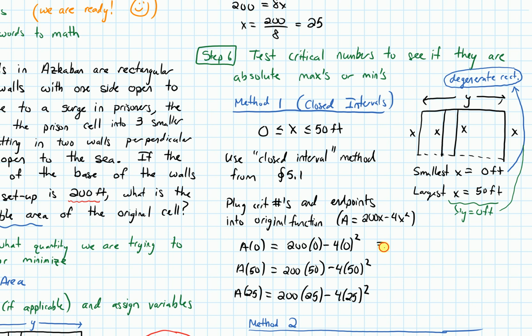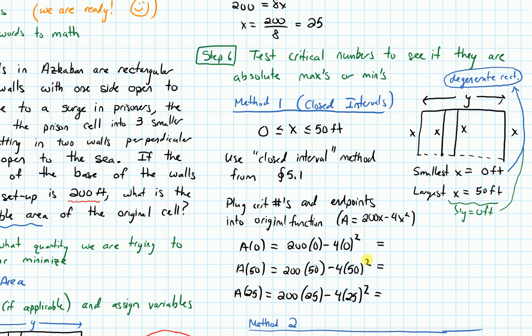So remember, this method involved plugging these values in, the endpoints, which were 0 and 50, and the critical numbers, in this case there was just 1, there was just 25, plugging them into the original function to see what's the biggest number that we get out, that's going to be the absolute max, and what's the smallest number that we get out, that's going to be the absolute min.